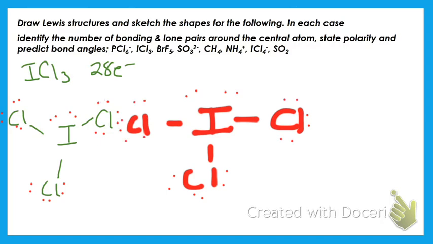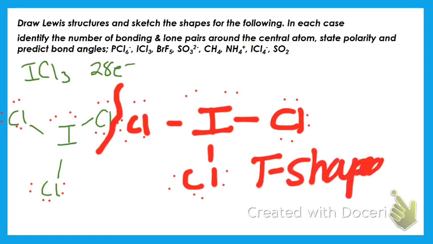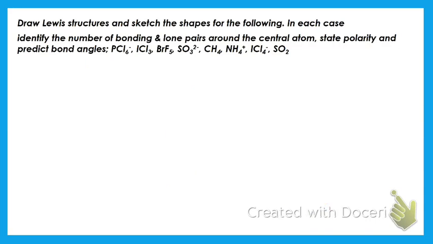My dots look like they're coming. There we go. Okay, so that's T-shaped. And what is my bond angle? 90 degrees. Okay? All right, let's do another one. Does everybody have that before I erase it? Yes? Okay.